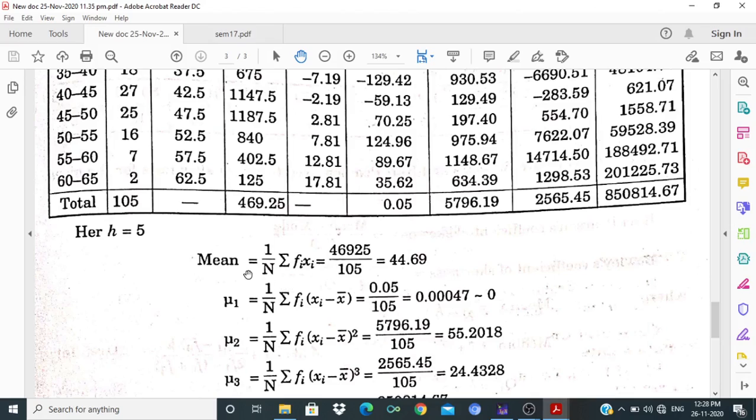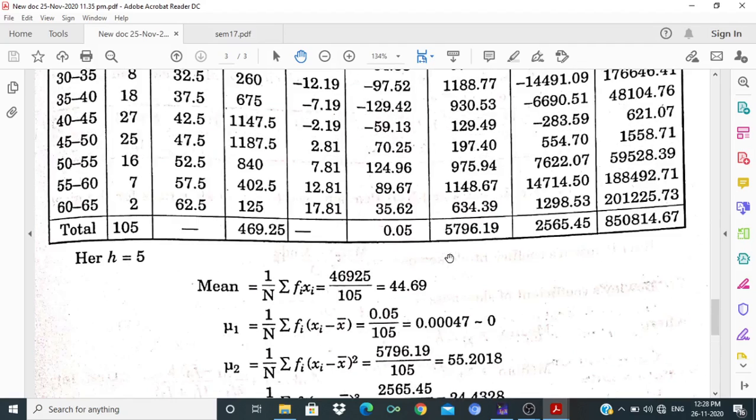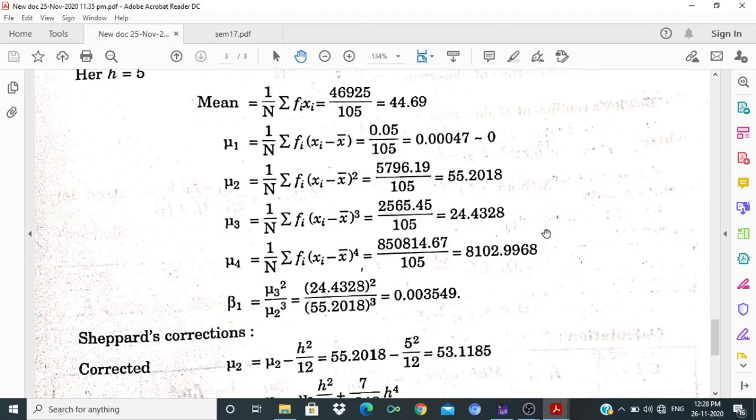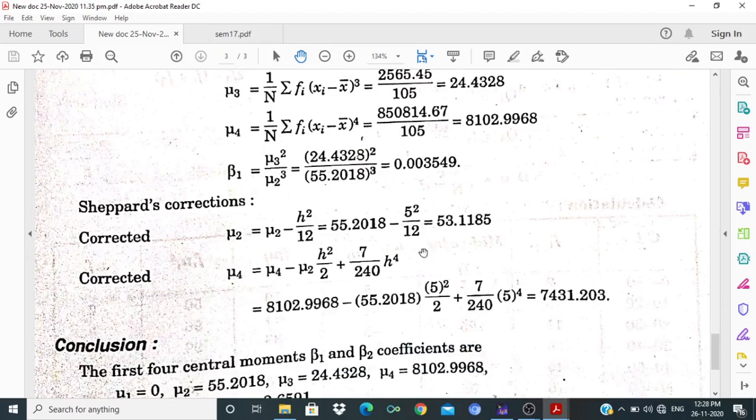Directly we can find the mean, which is equal to this. This is the first central moment. The first central moment is 0, more precisely 0.00047. These are the second central moment, third central moment and fourth central moment. By using the third and second central moments, we can find the beta 1 coefficient of skewness. This is positively skewed, and these are the corrections.